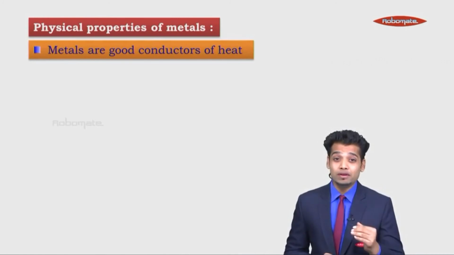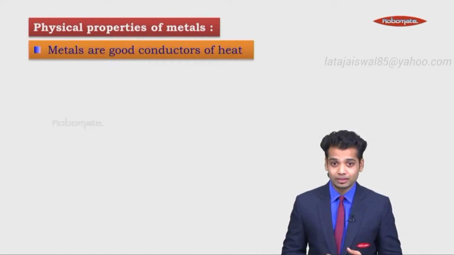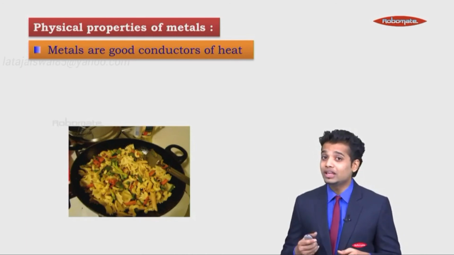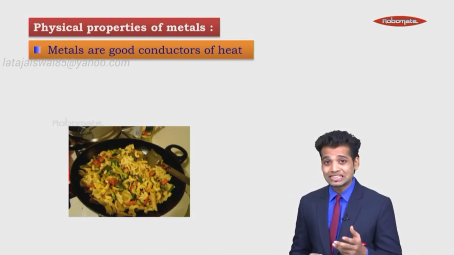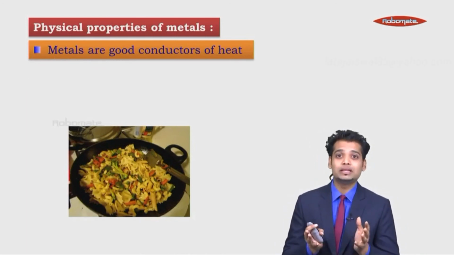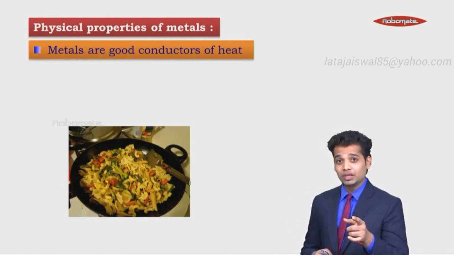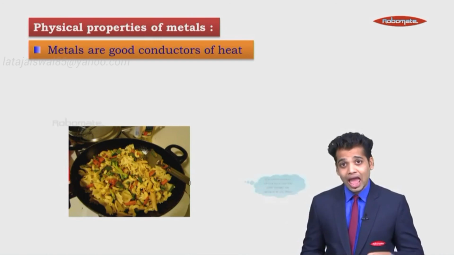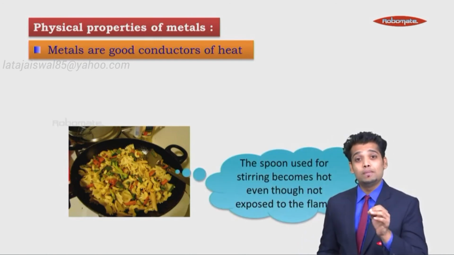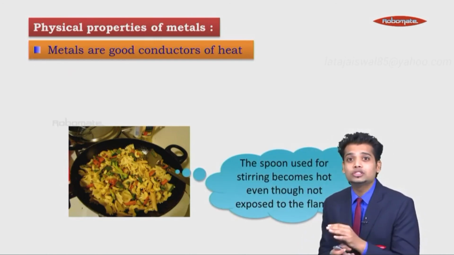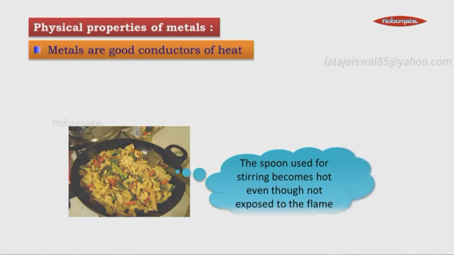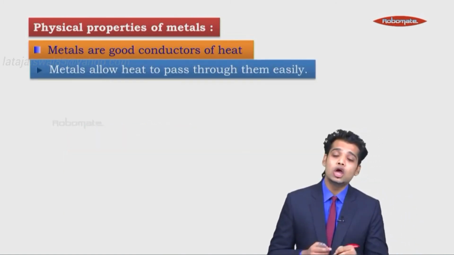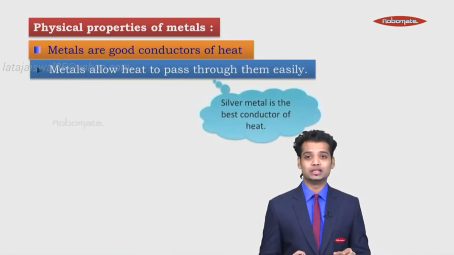Metals are very good conductors of heat. You won't believe, whenever you're cooking food, you do it in a vessel. Which vessel is that? Obviously a metal. If you don't believe me, next time when you leave a spoon inside for stirring and when you come back to stir it, it becomes hot even though it is never exposed to flame. Why? Because metals allow heat to pass through them very easily.